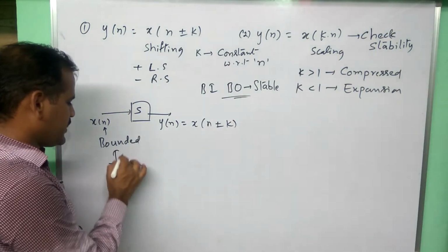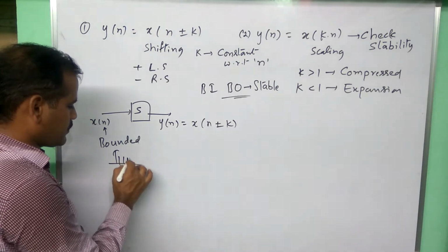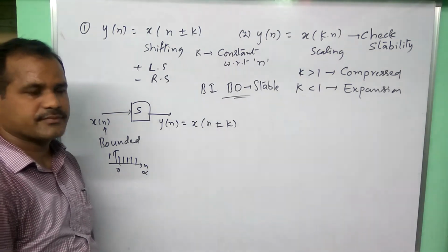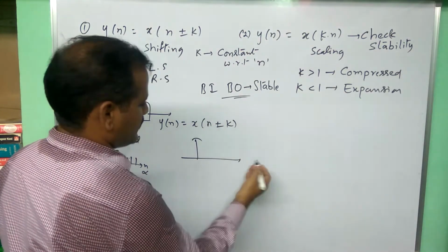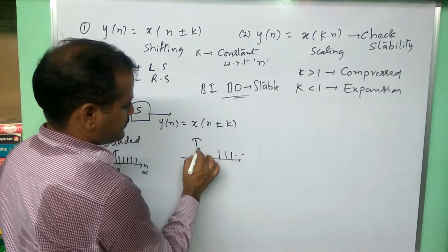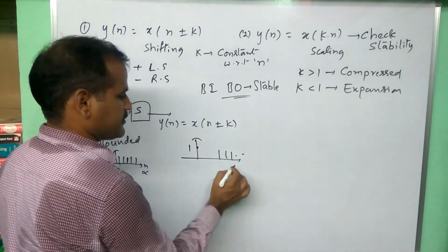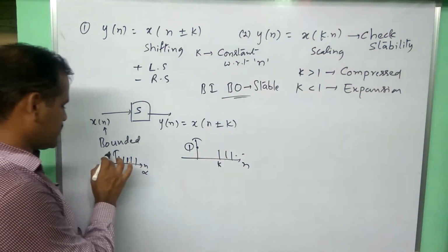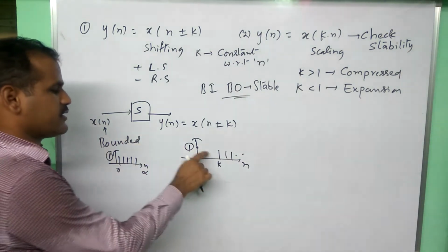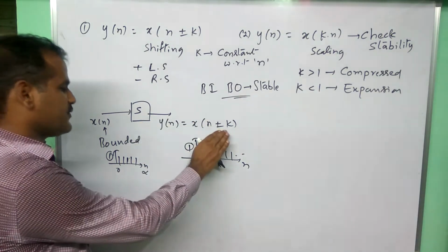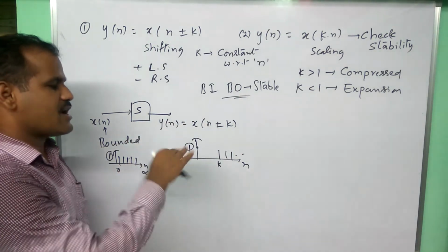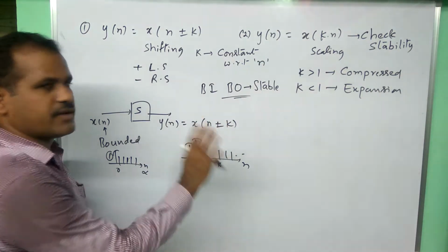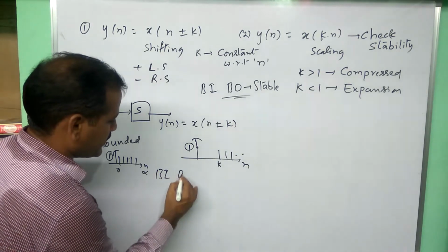For example, if we take u of n, it is one amplitude from 0 to infinity. Because of shifting, either to the left side or the right side, the amplitude of one only remains. It starts from k, of course. Amplitude remains 1 here also. That means the signal is bounded here, and the signal is also bounded here. So because of shifting of the bounded signal, the signal will not become unbounded. So a bounded input signal produces a bounded output signal because of shifting, so it is a stable system.